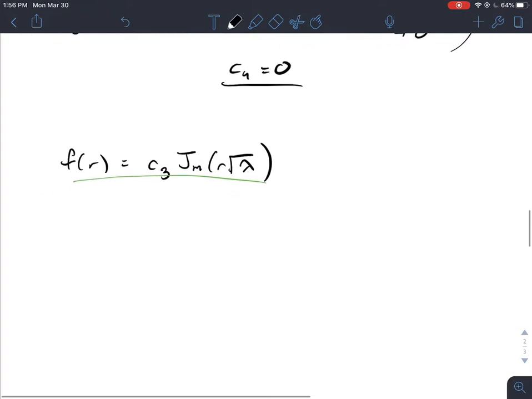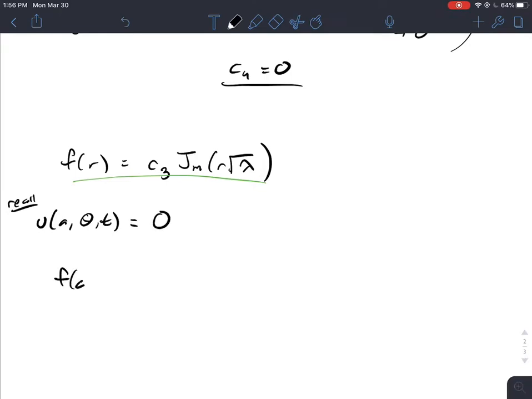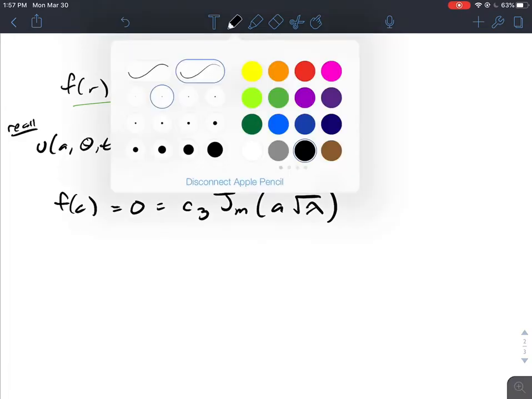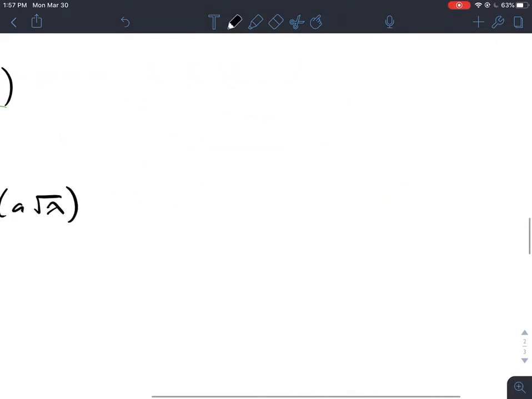But recall that we have another boundary condition that we can use to actually find the value of lambda. Recall that we have this boundary condition u of a, theta, t is equal to 0. In plugging that in, f of a is equal to 0, which is equal to c3 J_m of a square root lambda. We're effectively trying to find the zeros of the J Bessel function.